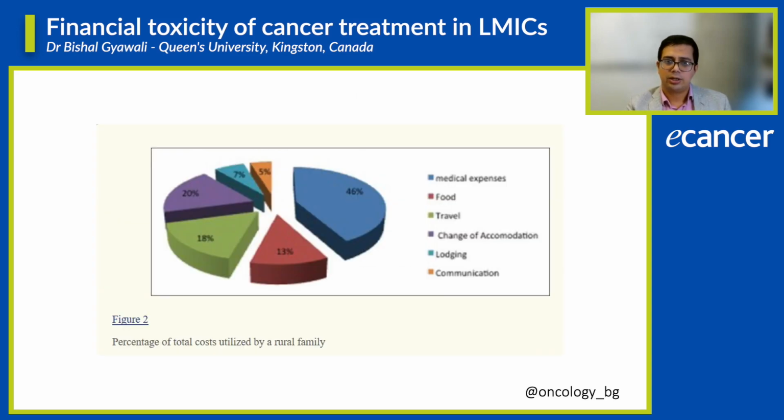This study tried to segregate the expenses, and here you can see that the actual medical expenses constitute less than half of the expenditure. It's only 46%. More than 50% of the expenditure is related to food, travel, accommodation, and so on.